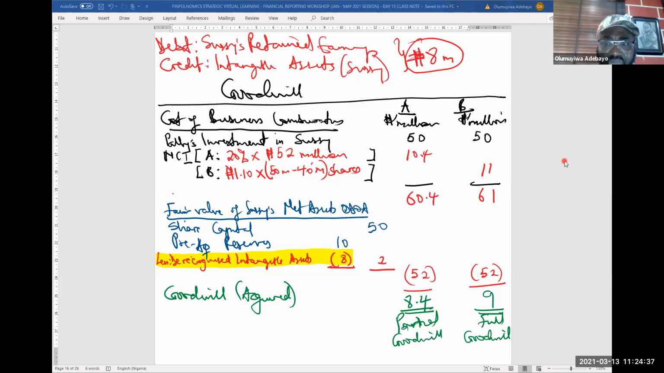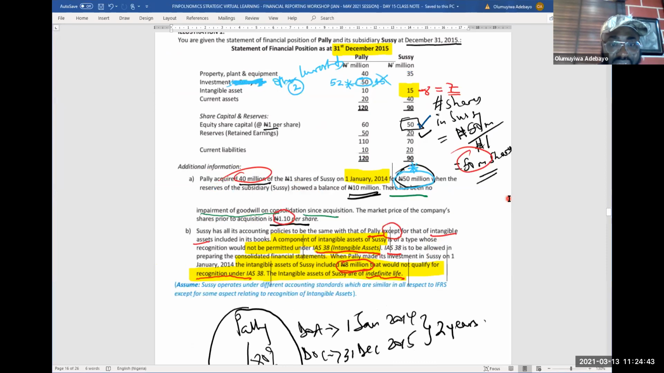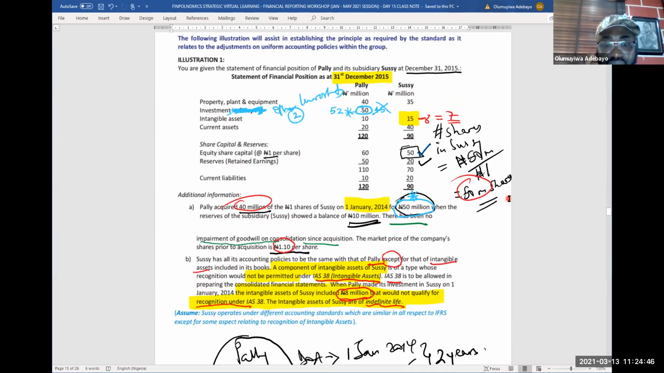Because the information before me is so explicit about the asset we are talking about. See what they said here: Susie has all these accounting policies the same as those of Pali, except for that of intangible assets included in its books. A component of intangible assets of Susie is of a type whose recognition would not be permitted. Anything not permitted by IAS 38 is so clear. Do you get that? It's so clear that it is not going to have a future economic benefit, and that rests that case. Do you get me?